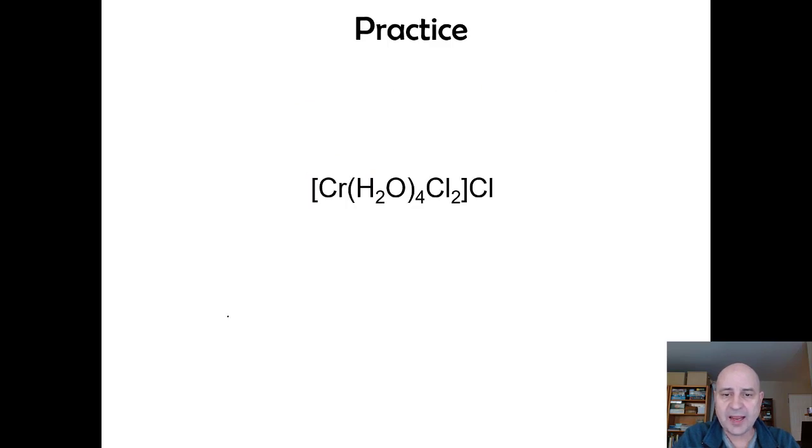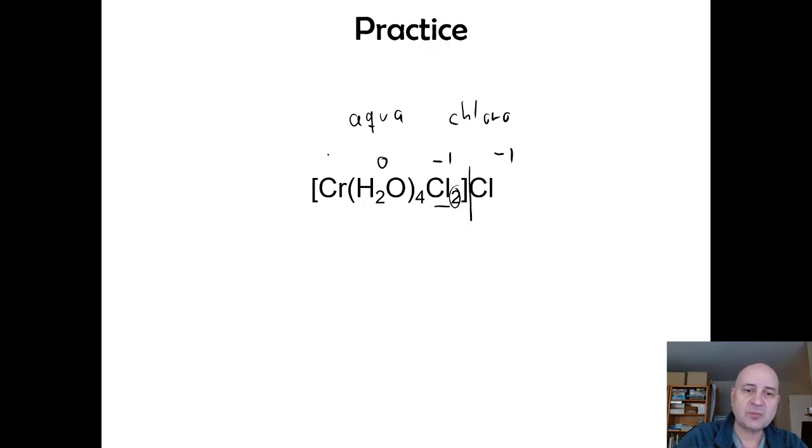The next one I'm going to do by hand. It won't be as pretty, but we have aqua ligands, we have chloro ligands. So aqua is before chloro. They are neutral. These chloros are negatively charged, and then we have space chloride, and that's also negatively charged, and so we have 3 and 1, so this must be chromium 3.